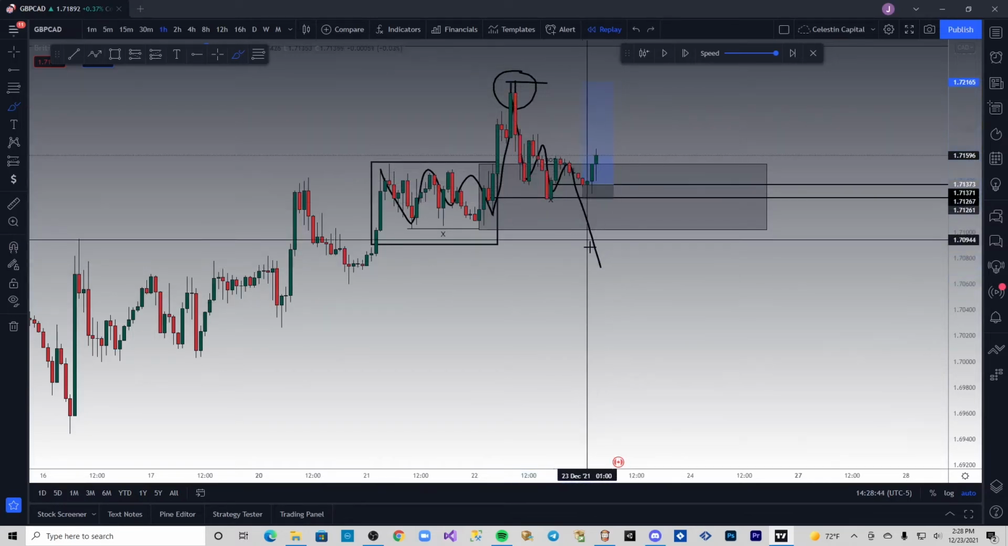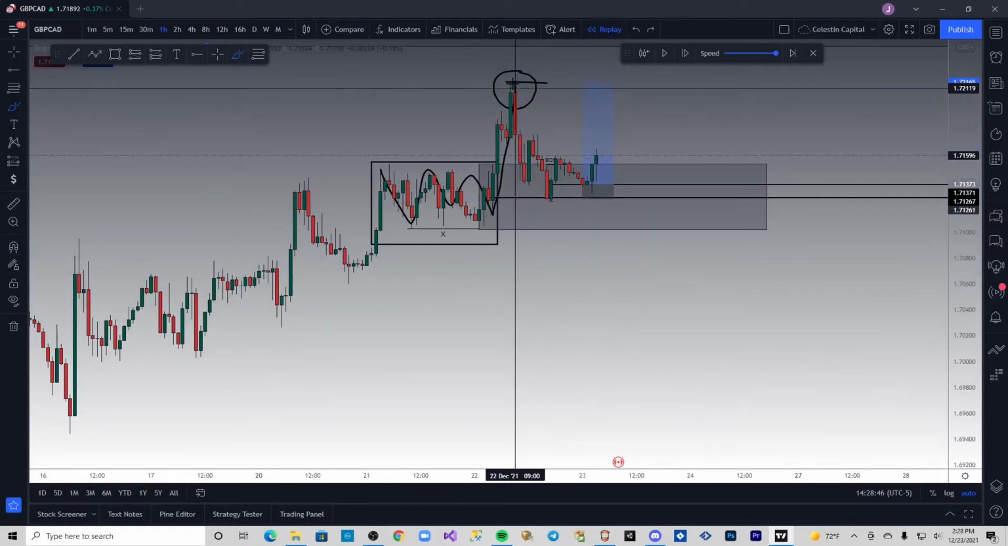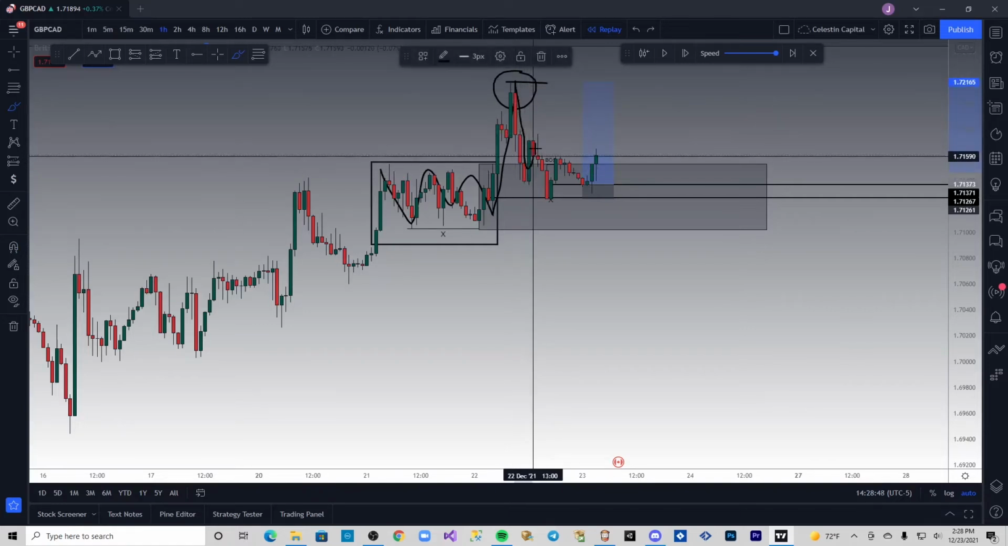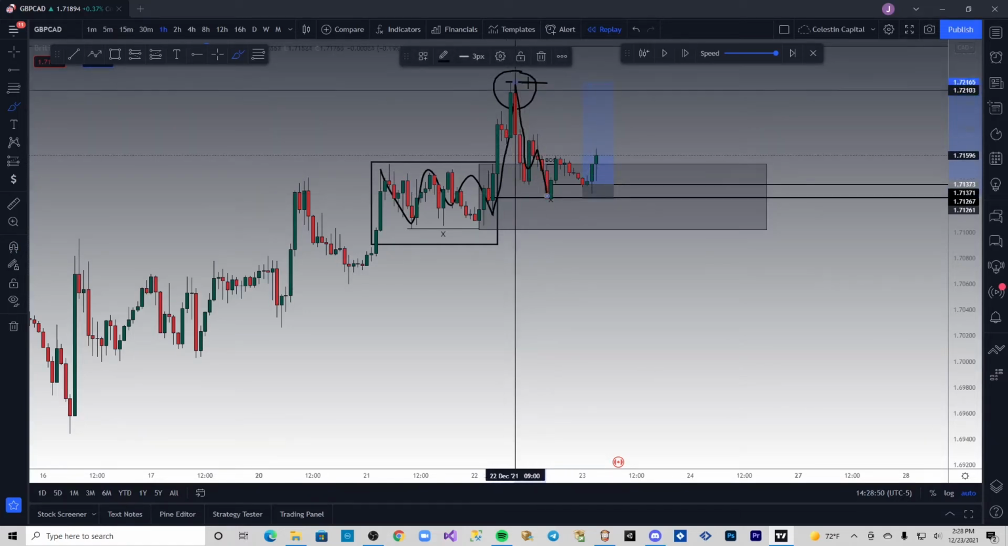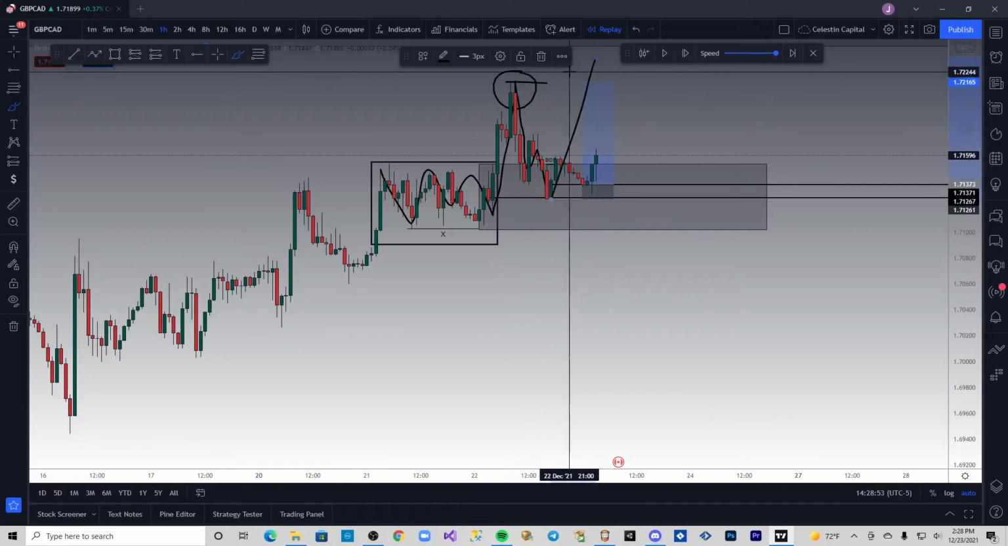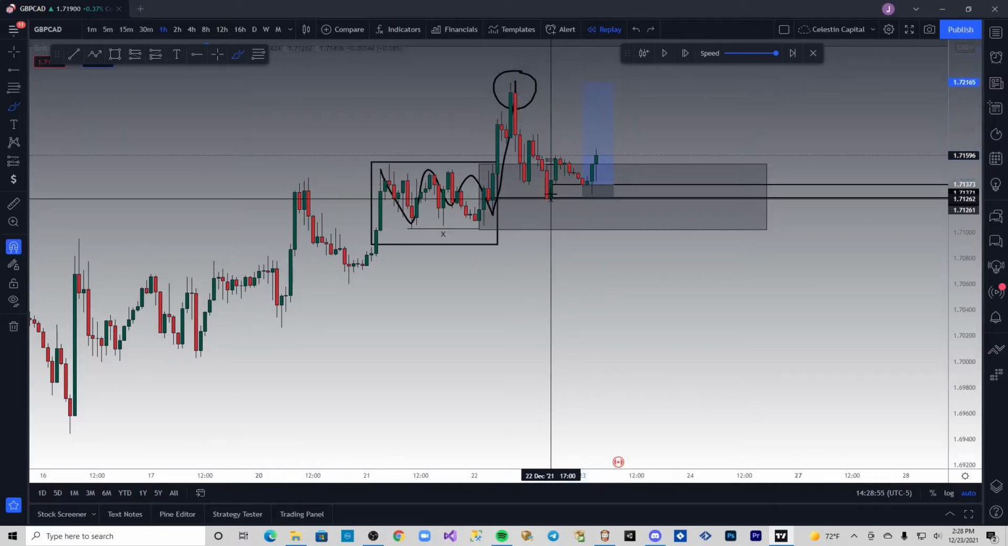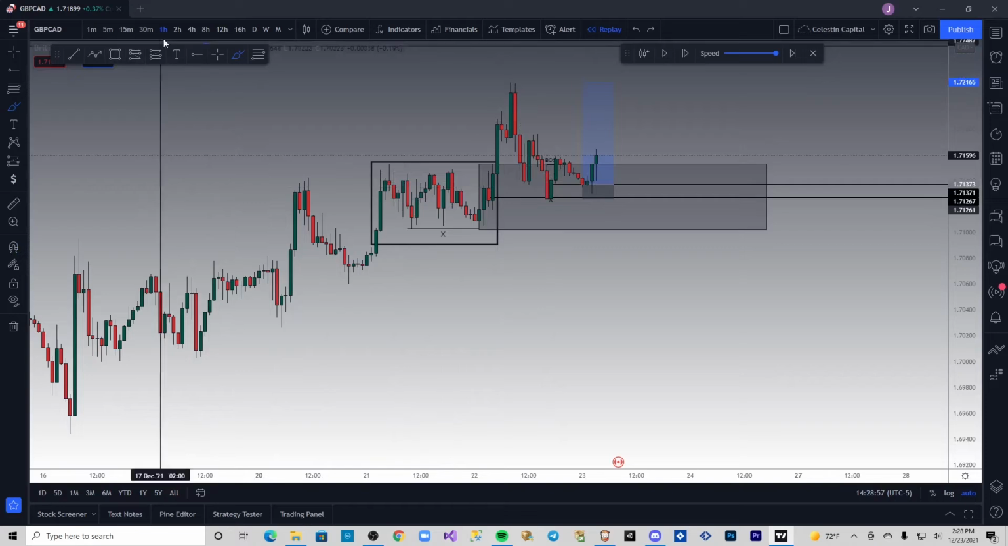But what we were looking to do is fake them out. So we were looking to fake them out into thinking the market's going to continue selling with their stop losses up here, and then eventually take them out with an impulsive bullish move. And that is exactly what happened.